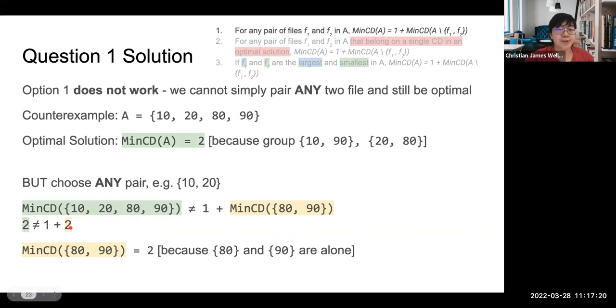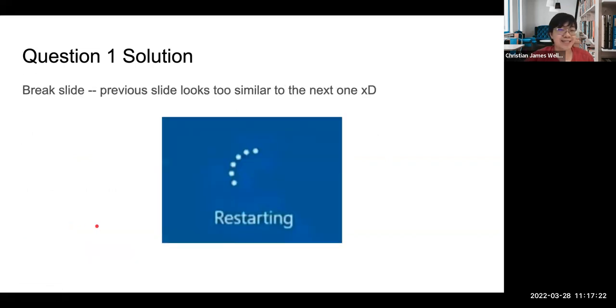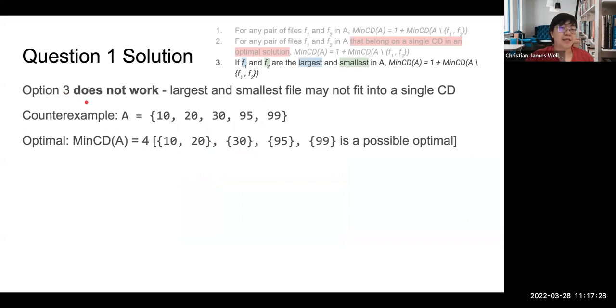So this is just a break slide because the next slide is going to look similar, but it's different. For option 3, this time we have another counterexample. Option 3 says you choose the largest and the smallest in A, and then recurse.